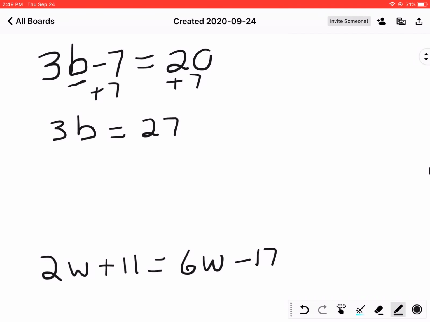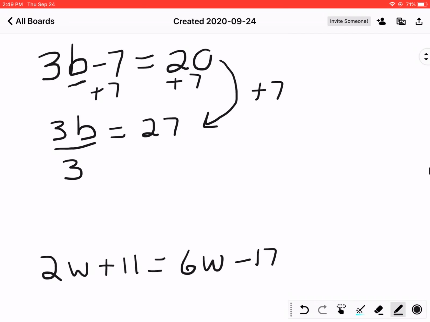Another way of doing that, which I'm fine with, is if you had done this and put plus 7. That's showing what's happening going from this step to that step. Okay? Anyway, now we have 3b equals 27.